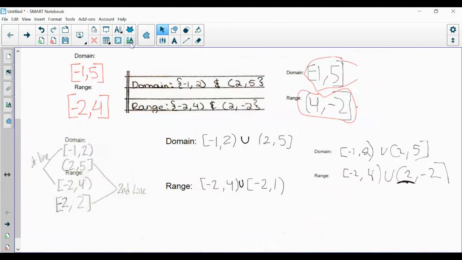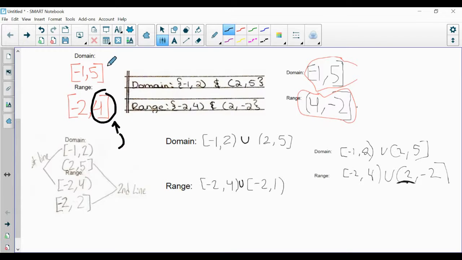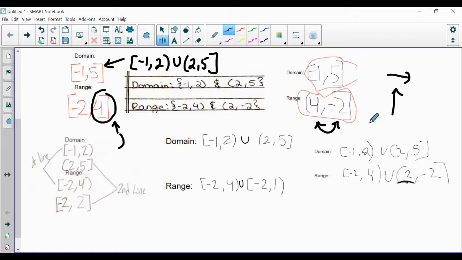A lot of the issues that we had: a lot of us just had bracketing wrong, so this would be a parentheses. A lot of us did not take into account the issue at 2 where it's not part of the domain. A lot of us wrote the numbers backwards. We always go from left to right and from bottom to top. So for the range, it would be -2 to 4.